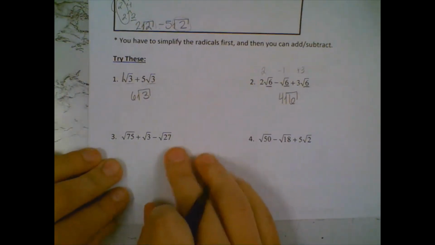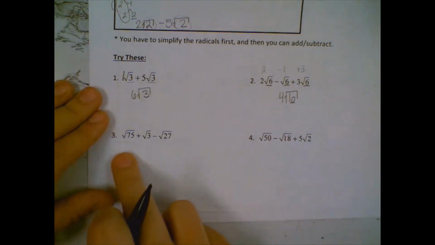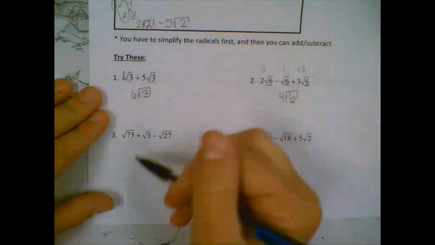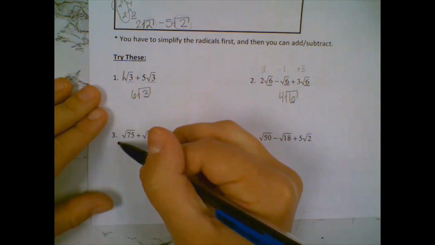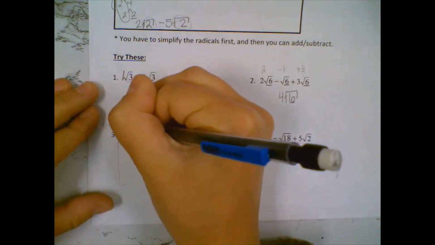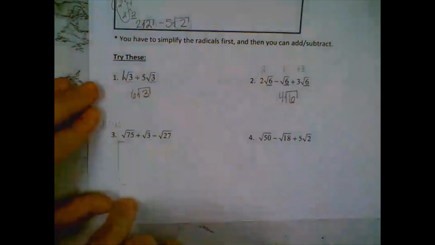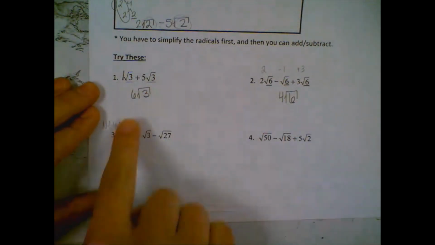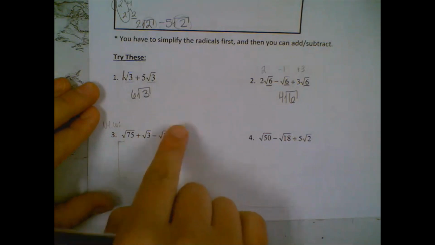Now the biggies, okay? These ones we have to simplify. So what I like to do is simplify in the area underneath and then write the new problem above it so that way it doesn't get all chaotic underneath with the simplifying. So I always write the new versions above it.